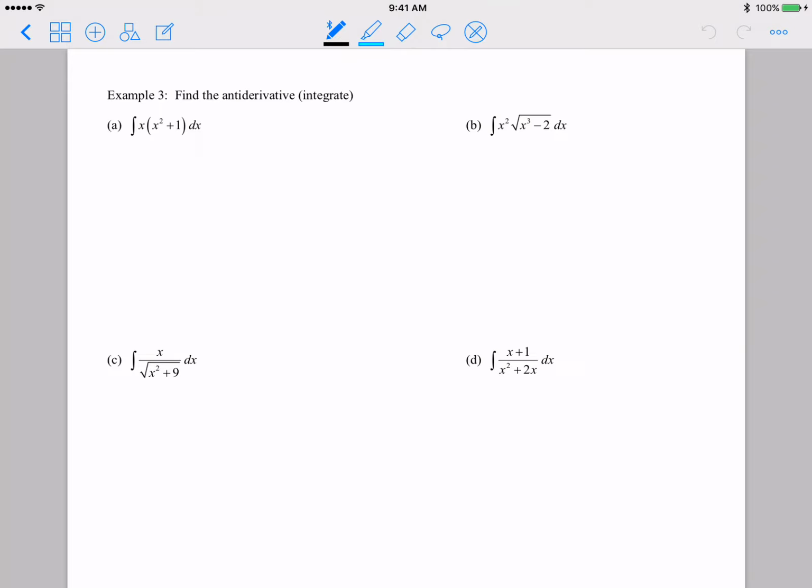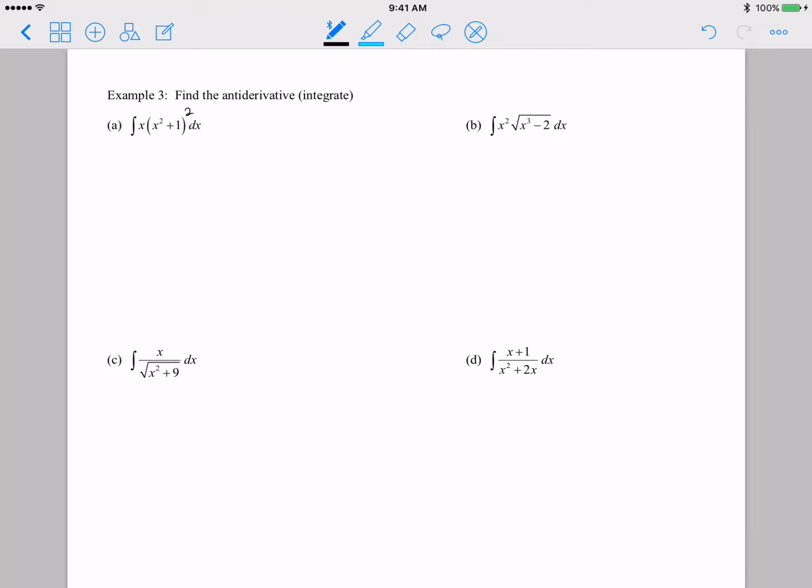Okay, so example 3, find the antiderivative and then integrate, and really that's talking about the same thing. Okay, so example A, this is very similar to the first example of example 2, except this time we're missing the 2 that's in the front. So we'll talk about how to deal with that. And I just noticed that there's a typo on these notes, so I'm going to put in that squared there so that that's on there, and then I'll correct that on your notes on my web page.